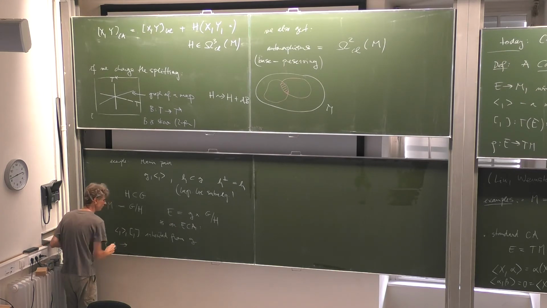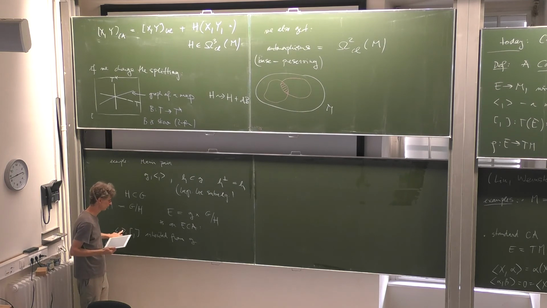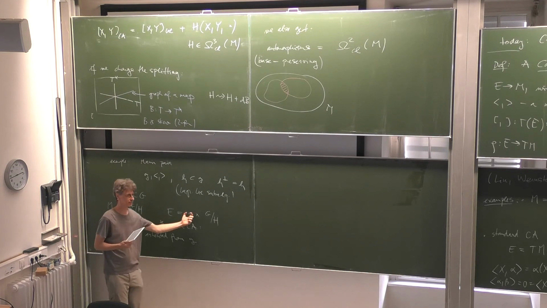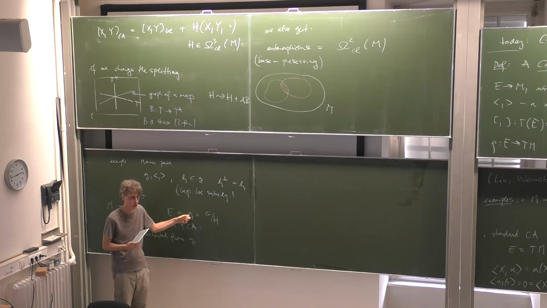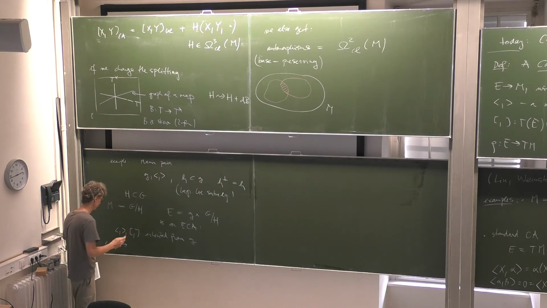Okay, so the question is, how do I define this pairing and the Courant bracket for non-constant sections? And how do you define what is constant? It's a trivial vector bundle. So constant means just an element of G. That's what I meant. And then for non-constant, one just computes it using the Leibniz rules.